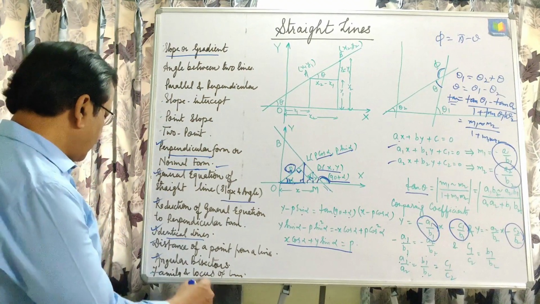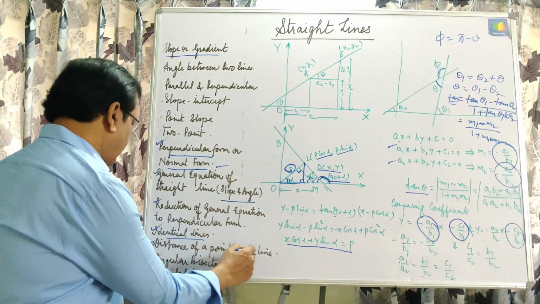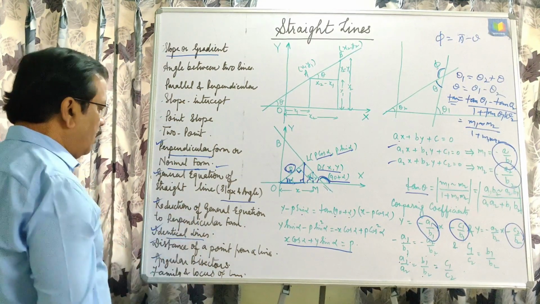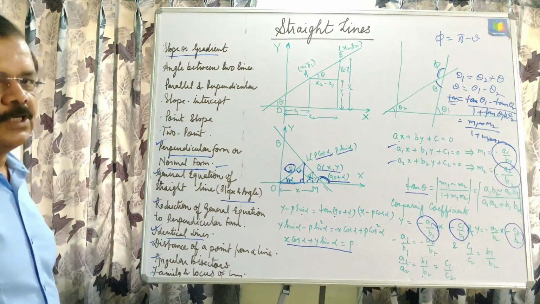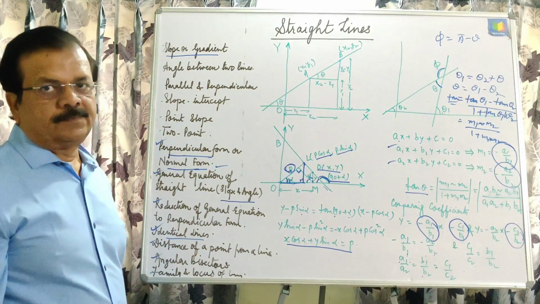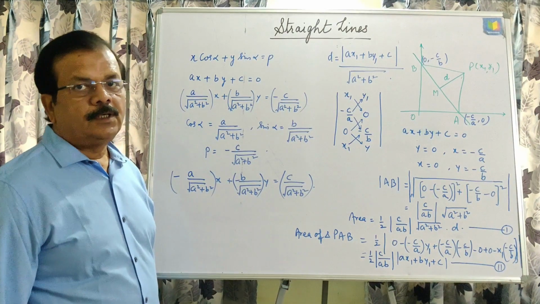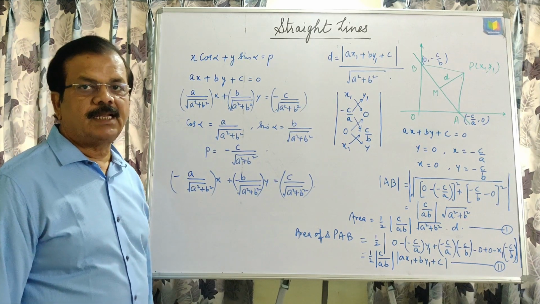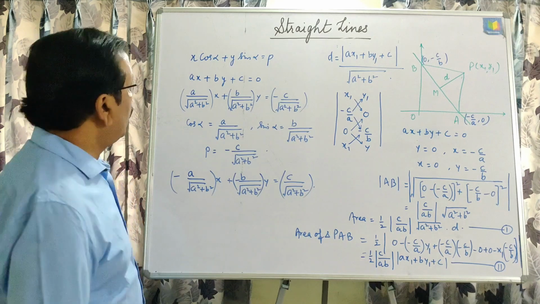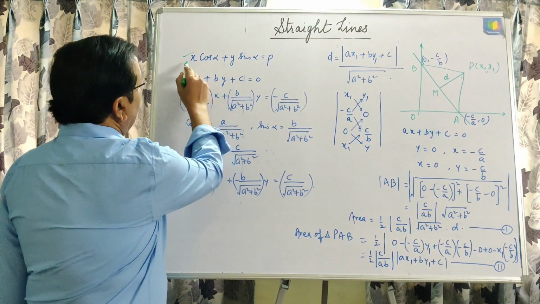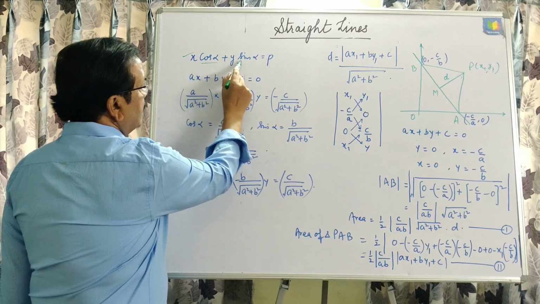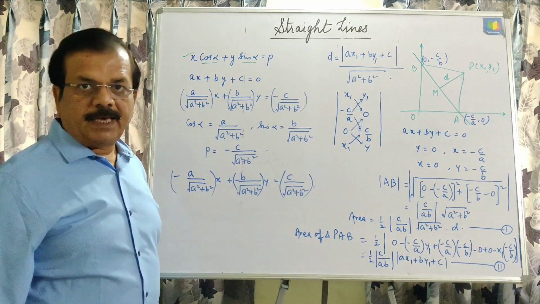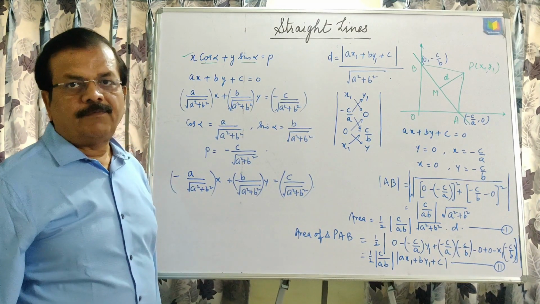Now we are going to study the distance of a point from a line and the angular bisector, but first we will study the reduction of the general equation of a line to the perpendicular form. How do we reduce the general equation to the perpendicular form, that is x cos alpha + y sin alpha = p? For this, you can see that cos² alpha + sin² alpha = 1. The coefficients of x and y, squared and added, give 1.